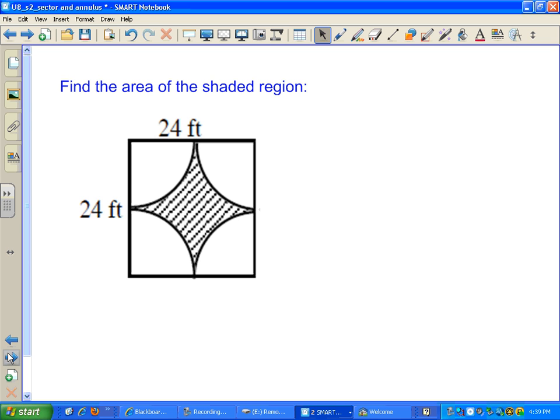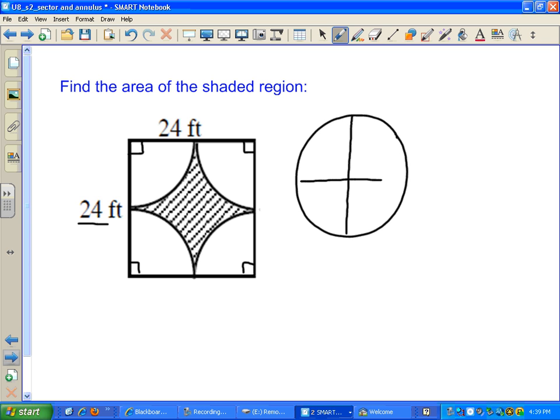Welcome back. So if I want to find the area of the shaded region, well, since it's a square, since it's 24 by 24, I know these are all right angles. So all of these sectors consist of right angles, and I have 4 of them. So really, if I were to take a circle and divide it into fourths, that's what each one of these sectors represent. So I actually have a full circle. So to find the area of the shaded, I'm going to find the area of the square. So I'm going to take 24 times 24, and I'm going to subtract out the circle.